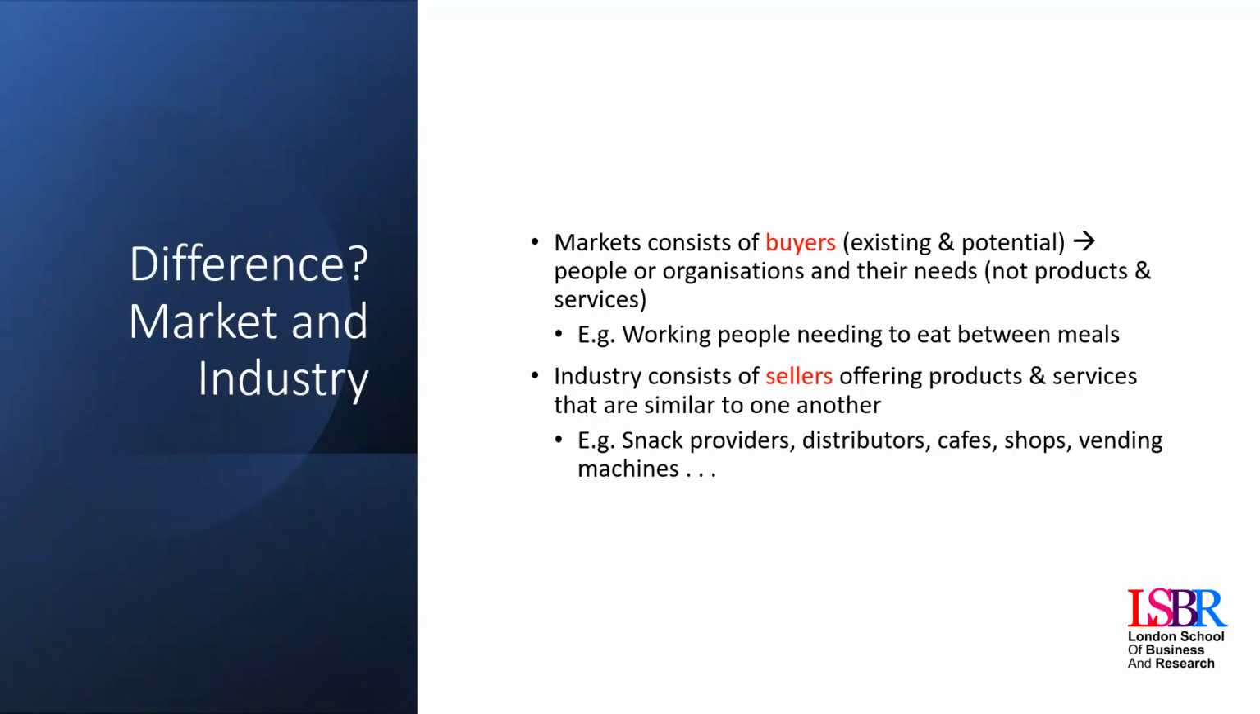So what's the difference between market and industry? Well, we tend to use these terms interchangeably. So we tend to use them to mean one another essentially, but that's not necessarily true. Strictly speaking, market and industry are two completely different things. A market is something that consists of buyers, okay? So a market will have people that are willing to buy products, either existing customers or potential future customers. When you talk about a market, you're focusing on the people that are buying. Where are the buyers? Where's the customers?